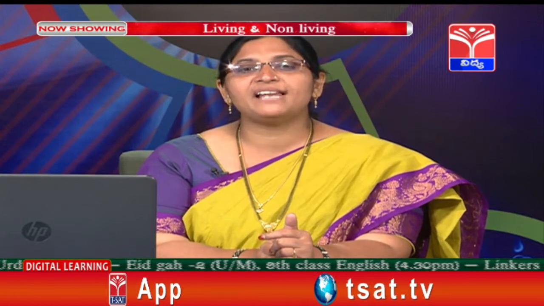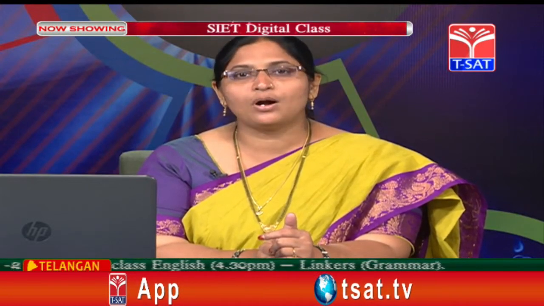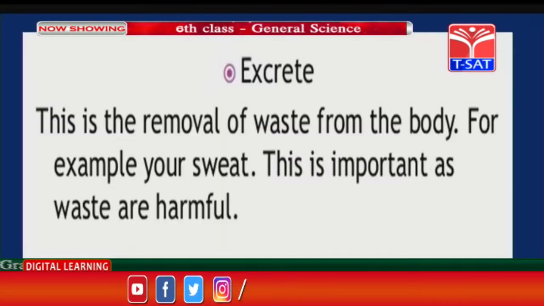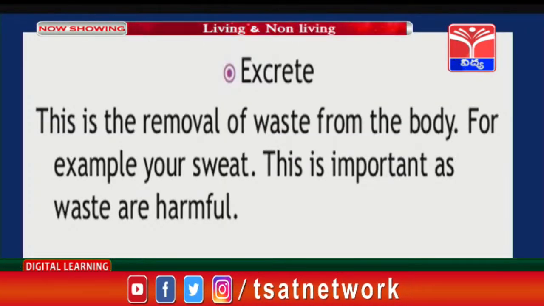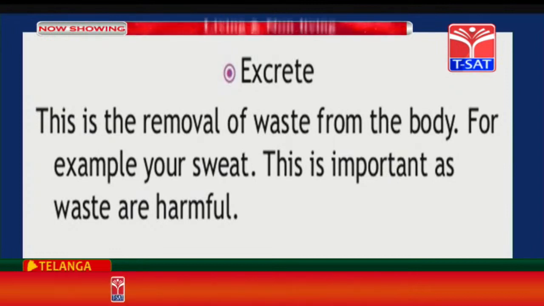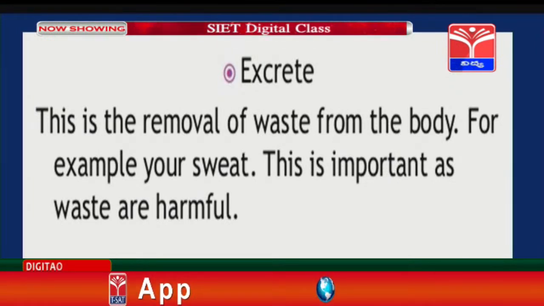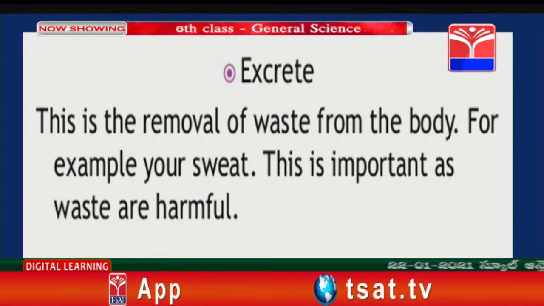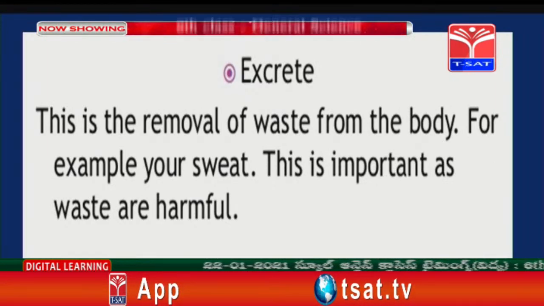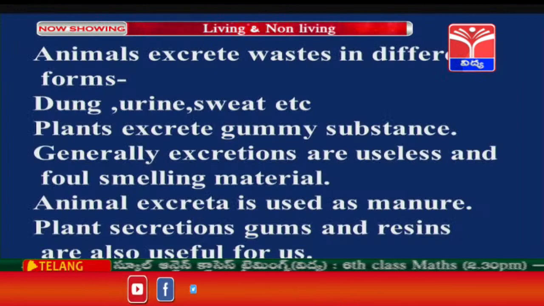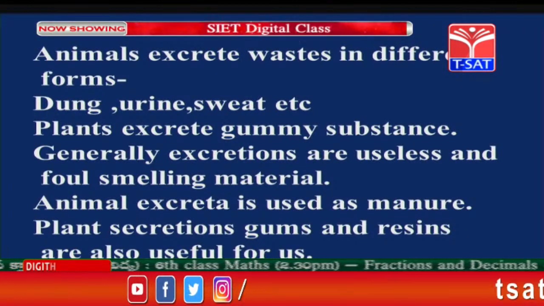The process of removal of waste from our body as well as animals' bodies and plants' bodies is called excretion. So, what is excretion, children? This is nothing but the removal of waste from the body of different organisms. This is important. Why? Because when waste is present in our body, it becomes very harmful. Next, animals excrete waste in different forms, such as dung, urine, sweat, etc. So, these are the various forms.